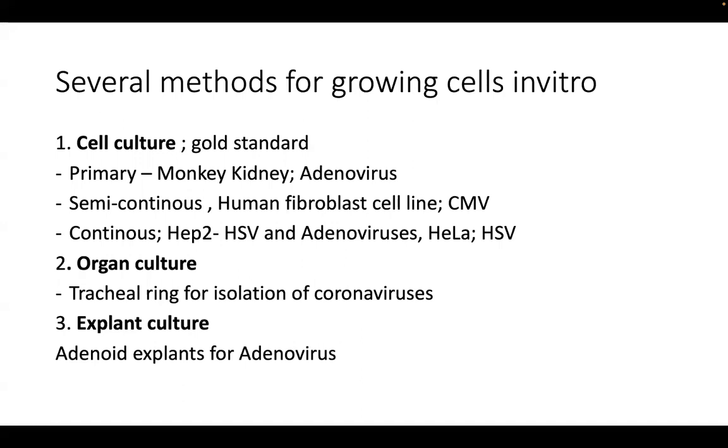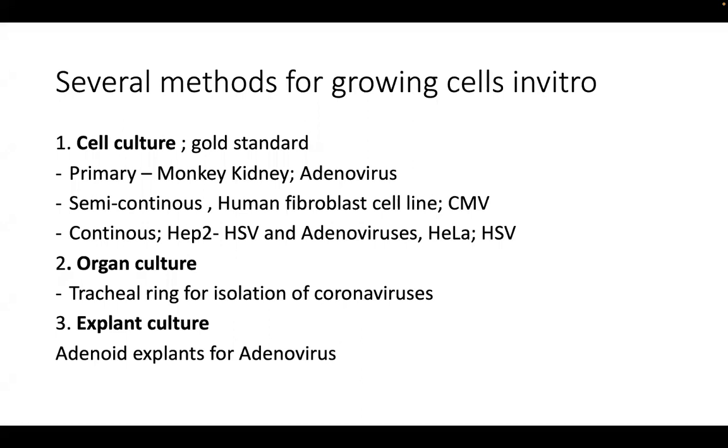So the semi-continuous cell line is basically a subculture of a primary cell line. So their cell divisions now become a little bit higher, 50 to 100, and they can also be used to make vaccines. An example of those is the human fibroblast cell line for cultivation of the cytomegalovirus.